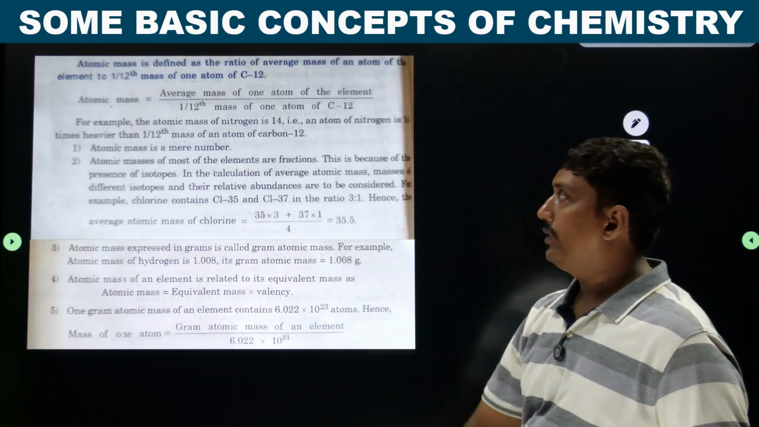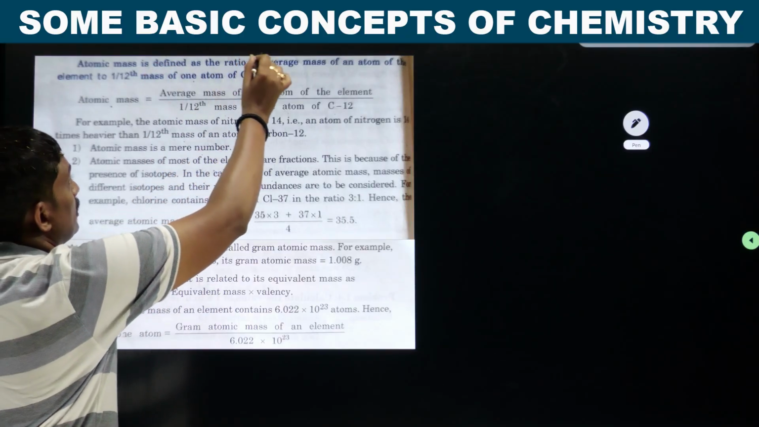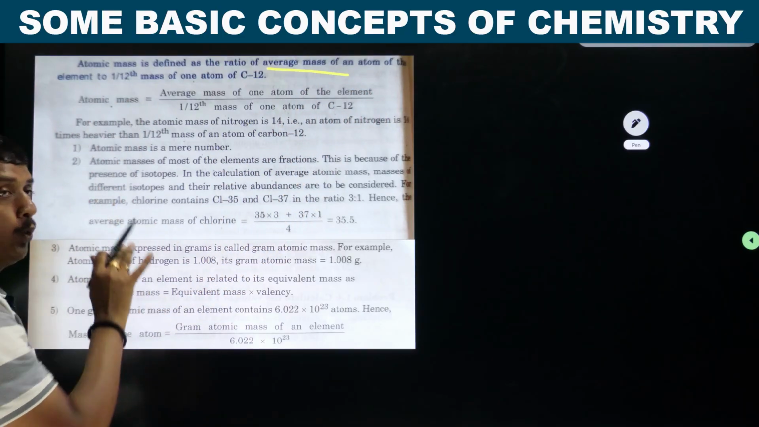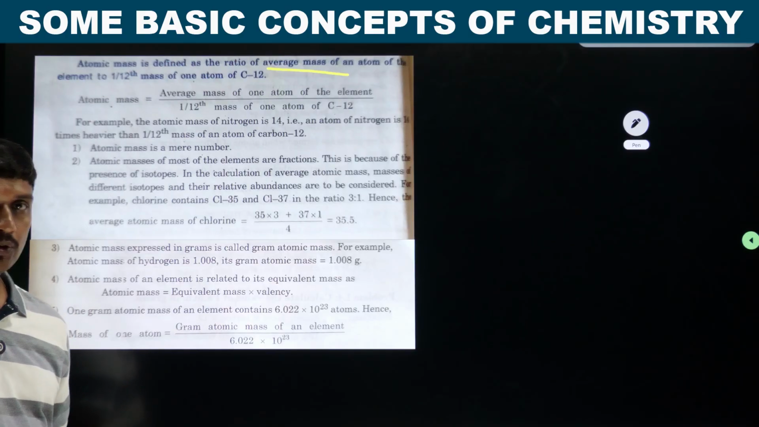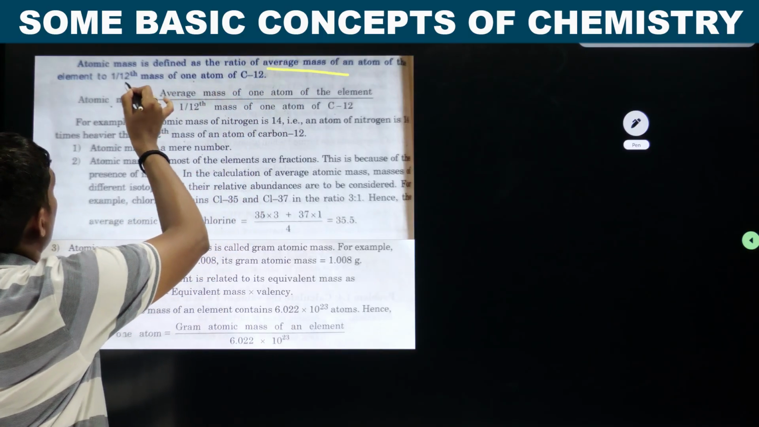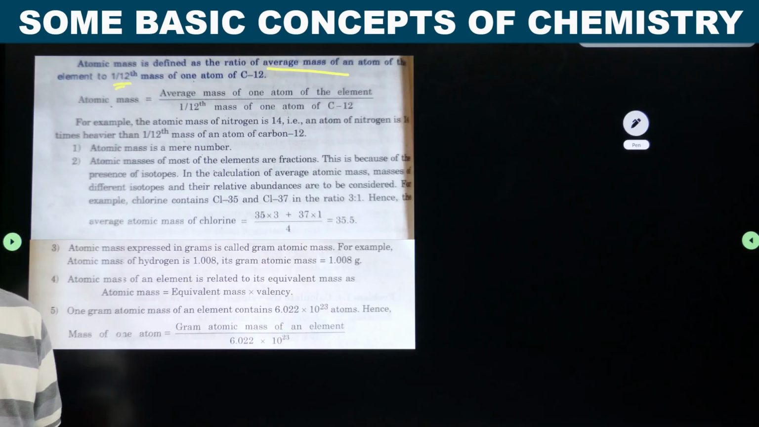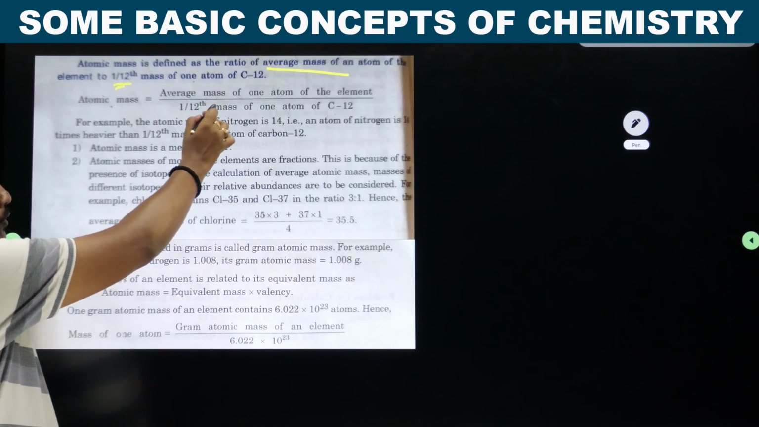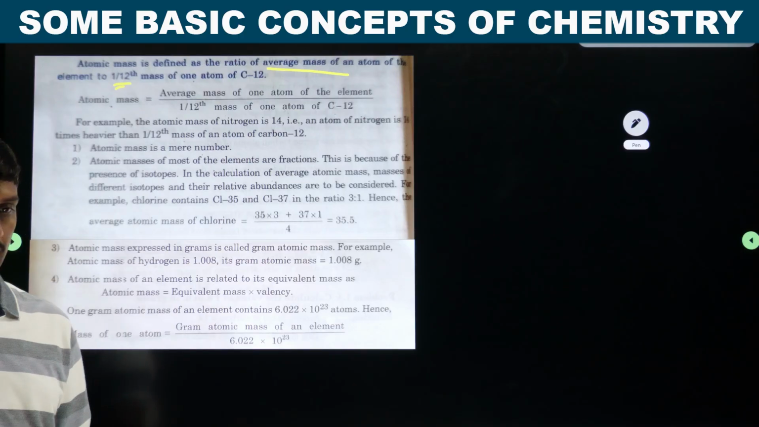So what is the meaning of atomic mass? Atomic mass is defined as the ratio of the average mass of an atom of an element to 1/12 mass of a carbon-12 isotope. We should recall two things here: one is average mass, another is 1/12 mass of carbon-12 isotope. In the last class I explained in brief. This is written in terms of a formula. Atomic mass is the average mass of one atom of the element. What is the meaning of average mass?